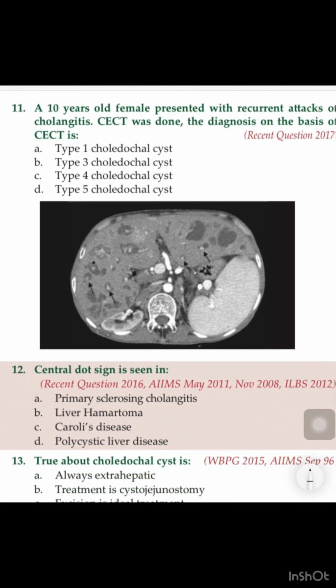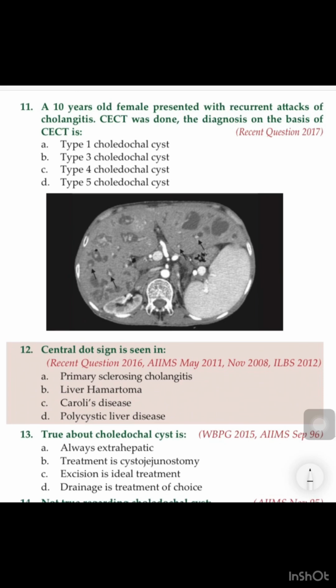So, a 10-year-old female presented with recurrent attacks of cholangitis, CECT done. The diagnosis on the basis of CECT is, see here, the axial section of the liver is given. The liver appears to be enlarged, and you can see saccular dilatations of multiple intrahepatic ducts involving both the right and left lobes, and there are a few stones which are noted.